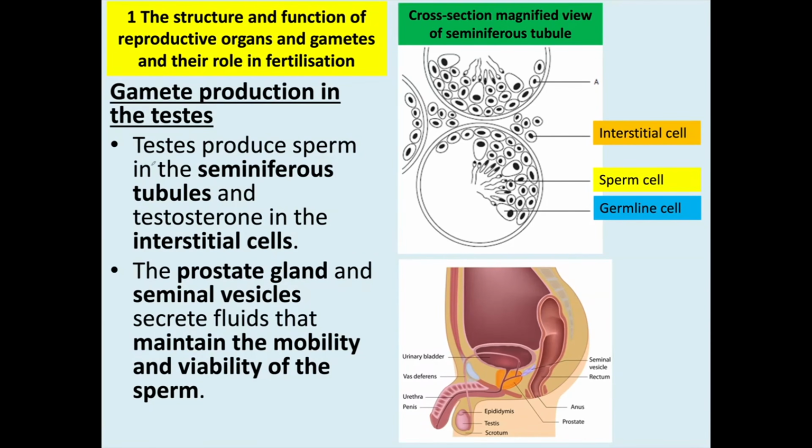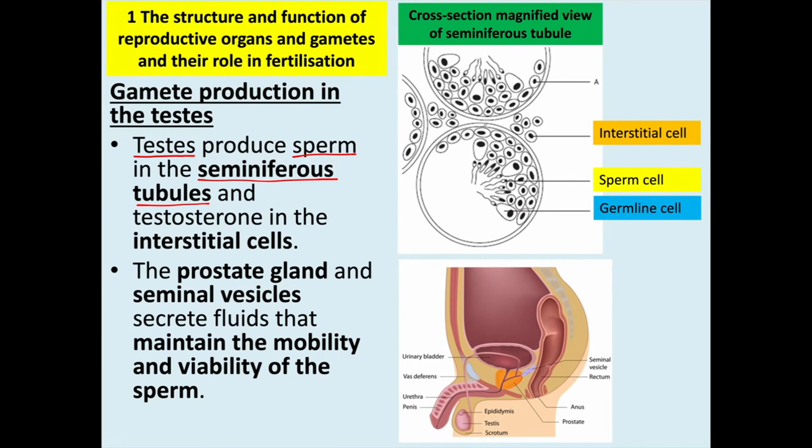So, our testes, as we remember from Nat 5, hopefully, are the organ which produce sperm in males. Okay, so they produce sperm. Now, that's all we learned at National 5, but at Higher, we need to know a little bit more about the structures involved in the production of sperm. So within the testes, there's an area called the seminiferous tubules. Okay, there are seminiferous tubules within the testes.